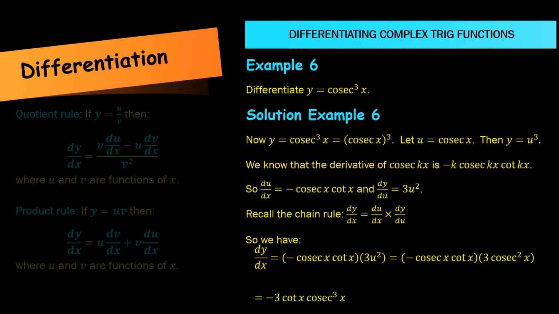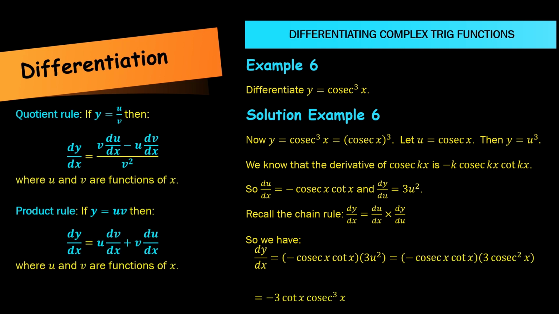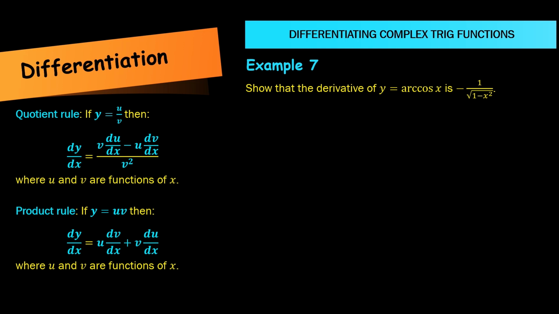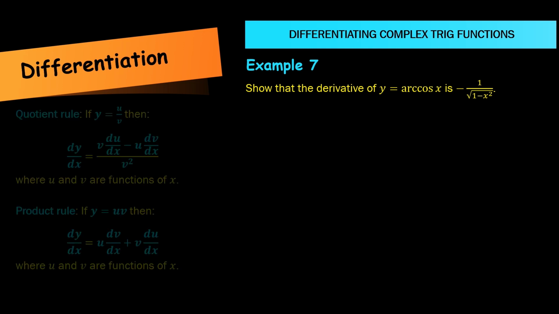And now for the next example. Pause the video and have a go. Press play when you're ready to view the solution. We are required to show that the derivative of y equals arccos x is minus 1 over root 1 minus x squared. So let's solve this.